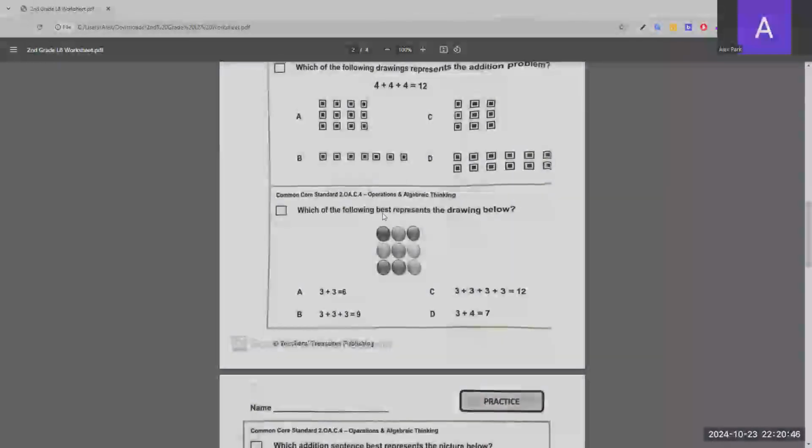Okay, next, which of the following best represents the drawing below? Let's count how many rows and columns there are. 1, 2, 3 rows, and 1, 2, 3 columns. So we need to add 3 3 times. So looking at our answer choices, it cannot be A because it only adds 3 2 times. C adds it 4 times. And D adds it 4 times because it adds 4 instead of 3. So our only correct choice would be B.